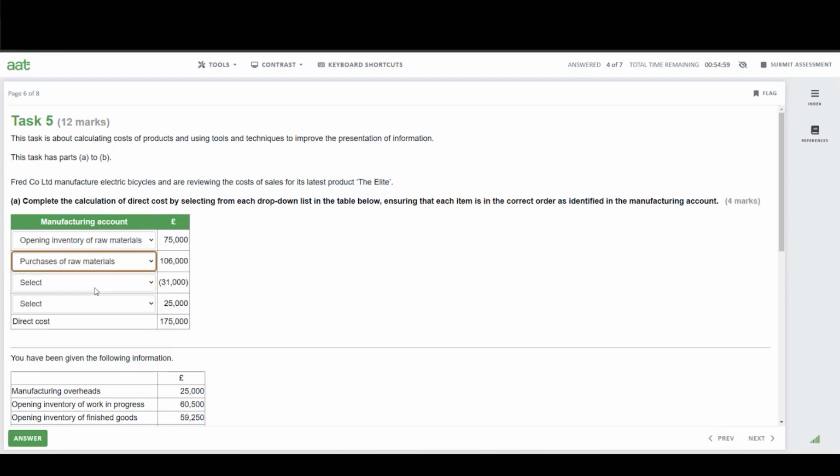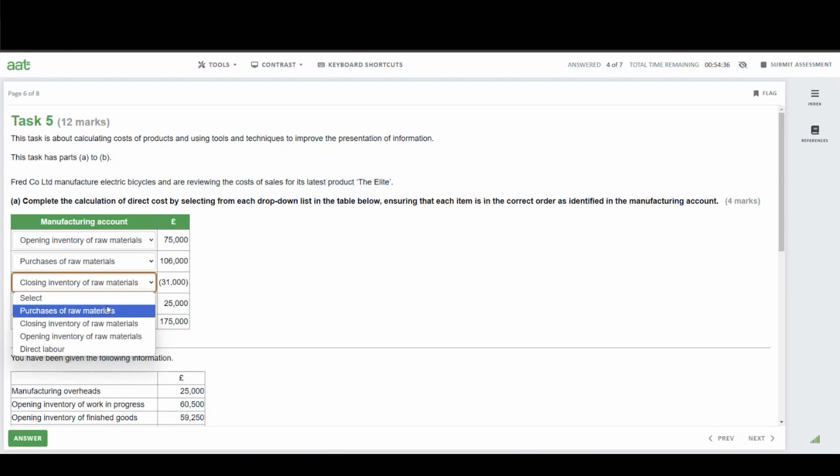Next comes the purchase of raw materials. And then we need to remove any raw materials that are still in inventory at the end of the period, because clearly they can't form part of our cost of sale. If they're still in inventory, they've not been used. So we will take out our closing inventory of raw materials. Just be careful with these drop downs. They're not necessarily in the order that you expect them to be. They're not alphabetical, and they're not in the order that they're going to appear in this table. So just make sure you've selected the right option. So opening inventory plus the purchase of raw materials minus the closing inventory of raw materials.